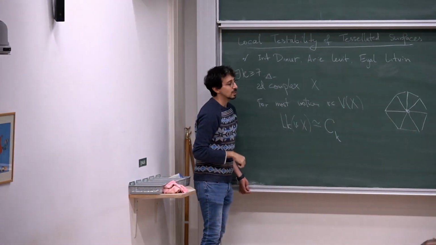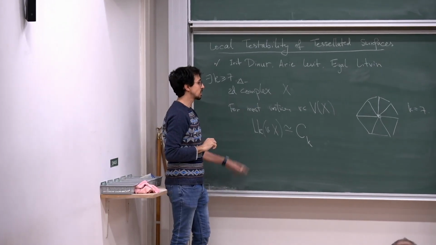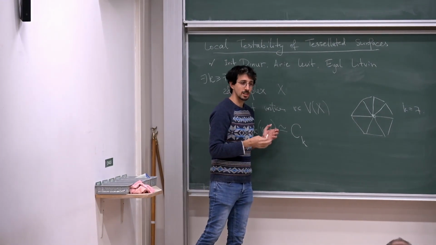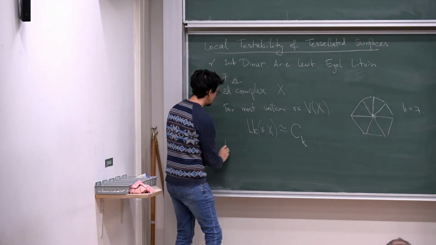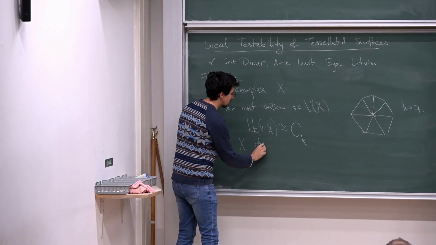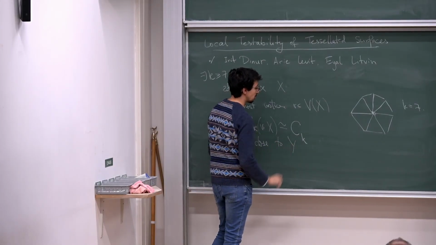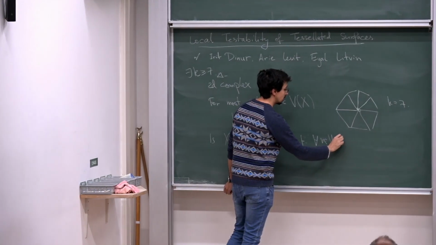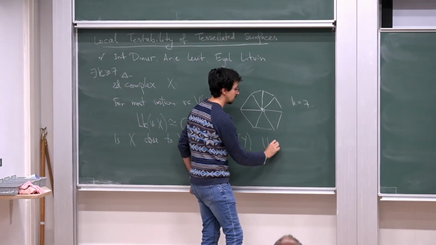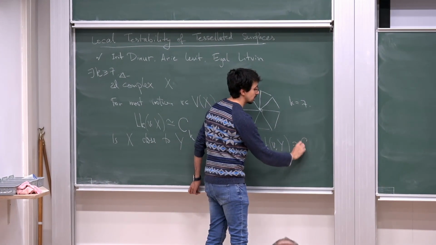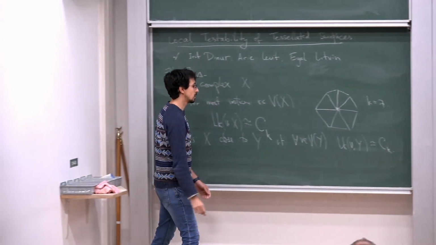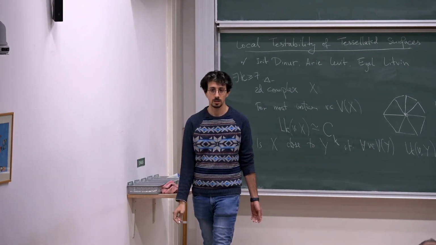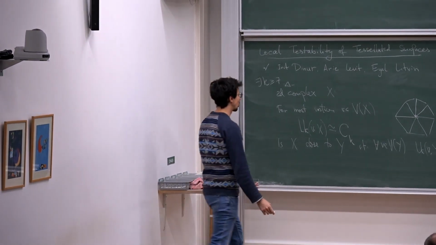And the question, in the flavor of stability, is: is this complex close to another complex in which we see this thing at every vertex? Okay, so is X close to some complex Y, such that for all vertices of Y, the link is a cycle? For my ignorance, but assume you know this, for every vertex, then this is a tessellation of the surface. Right, so, yeah, exactly.